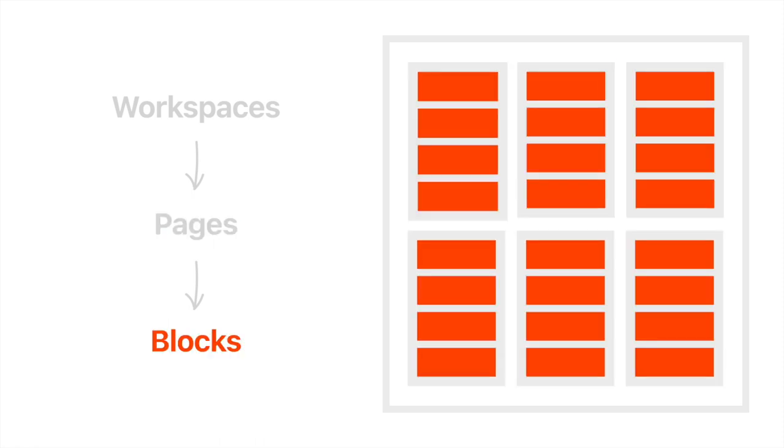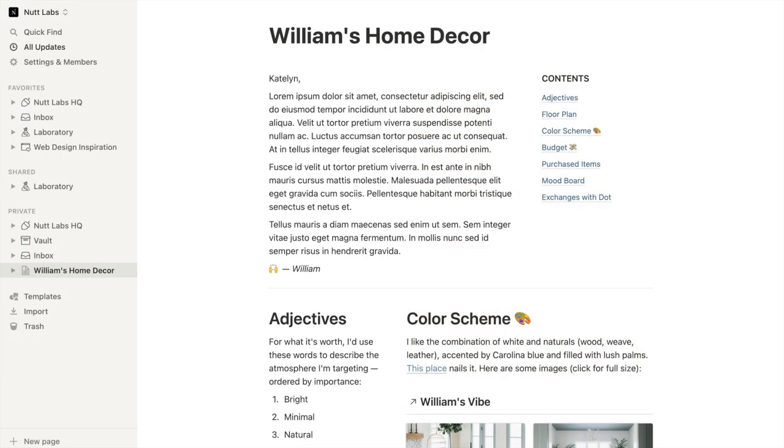And then blocks are the various types of content within pages. Every paragraph, heading, and list item is a block. You can choose from more than 50 blocks for your pages, including embedded multimedia and third-party services. So in that document for my decorator, the workspace is Nutt Labs, the page is William's Home Decor, and the blocks are the headings, lists, photos, databases, and other contents within the page. Other top-level pages are visible within the sidebar.